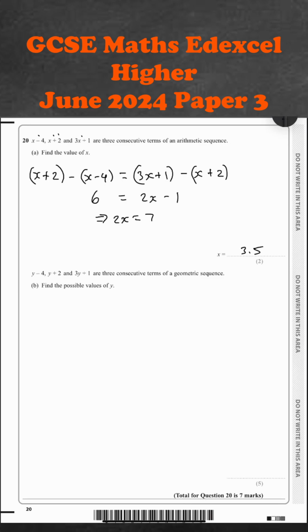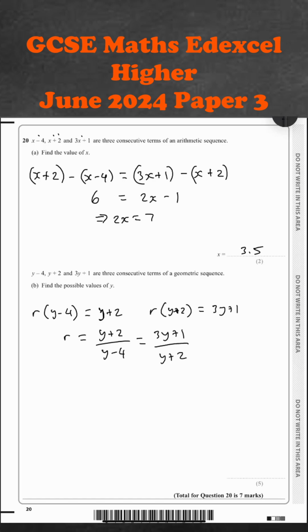So in a similar way to how we did the first one, where it was just finding out the gap between them, this time it's going to be like a multiplication. So let's call it r. Lots of y minus 4 is going to equal y plus 2. And the same r, lots of y plus 2, is going to equal 3y plus 1. So if I rearrange these, r equals y plus 2 over y minus 4, and it also equals 3y plus 1 over y plus 2. Now I'm going to multiply the denominators up to get rid of them.